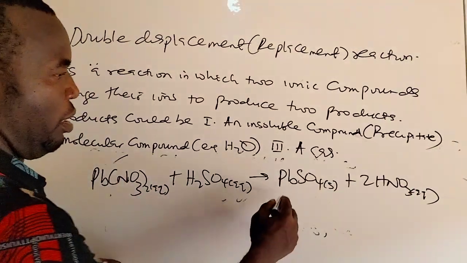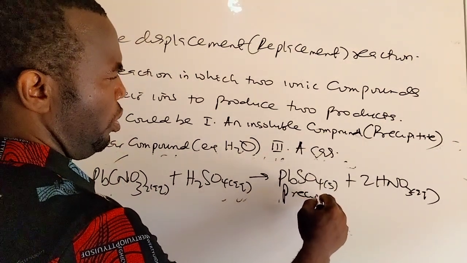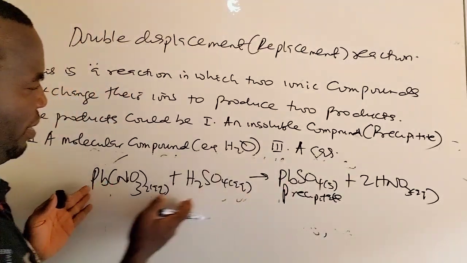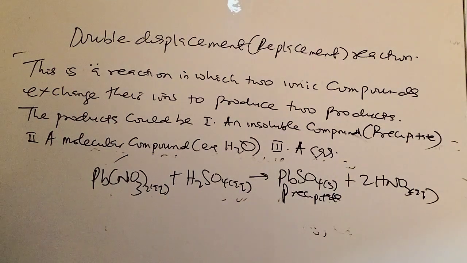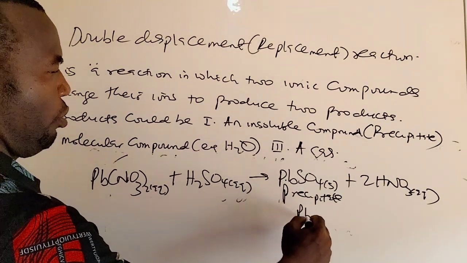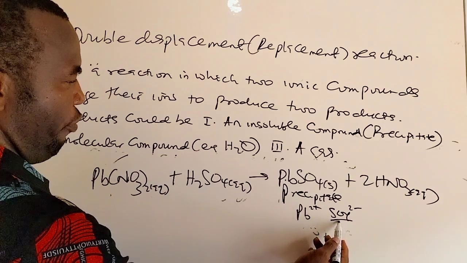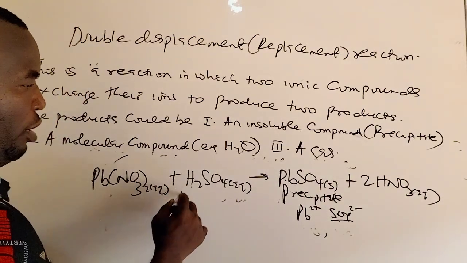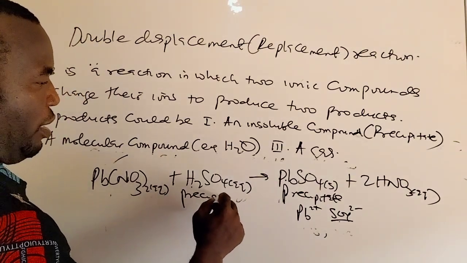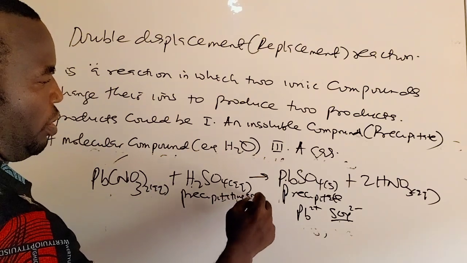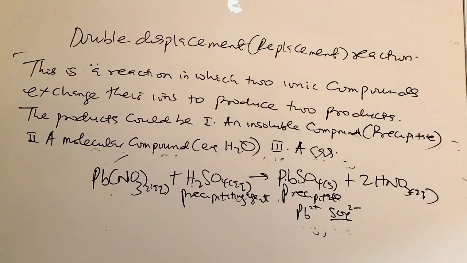So this one is the precipitate produced. Then which of the reactants is the precipitating agent? Look at it very well. You see that if you break this into two, Lead-2 and SO4 negative radical. So this came from H2SO4. So the H2SO4 now functions as the precipitating agent. So that explains precipitation reaction and the key terms we use in precipitation reaction, which are precipitate and precipitating agent.